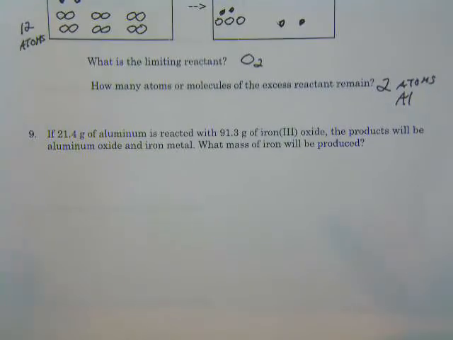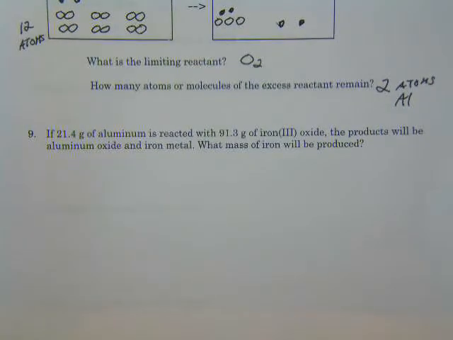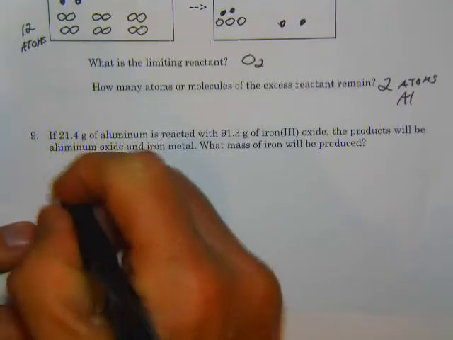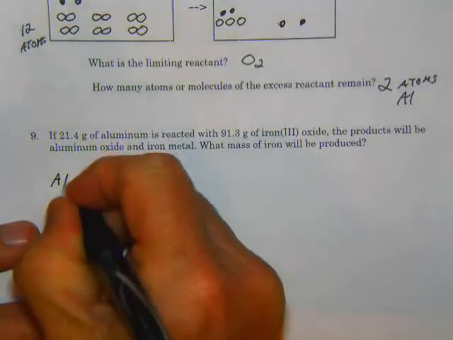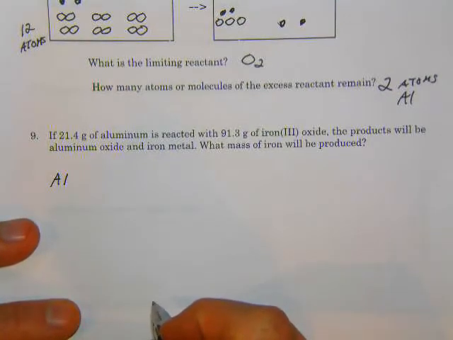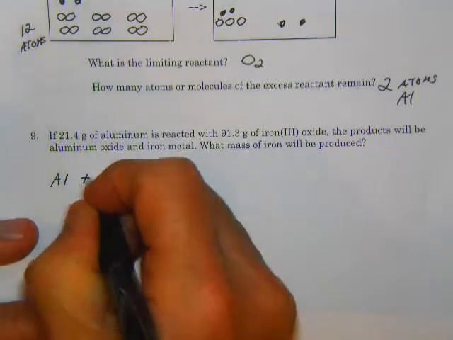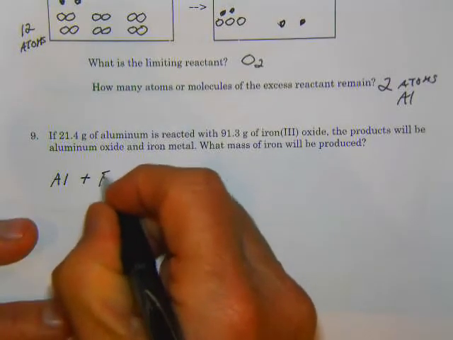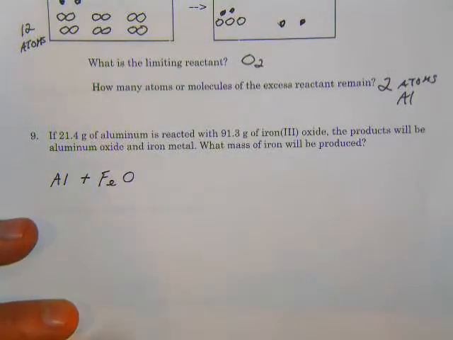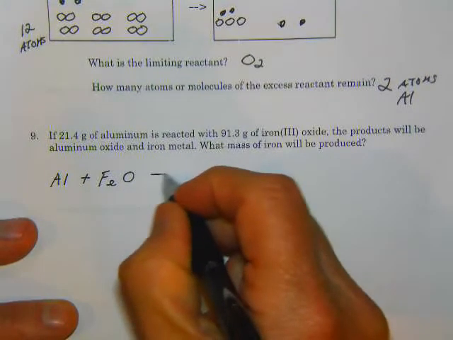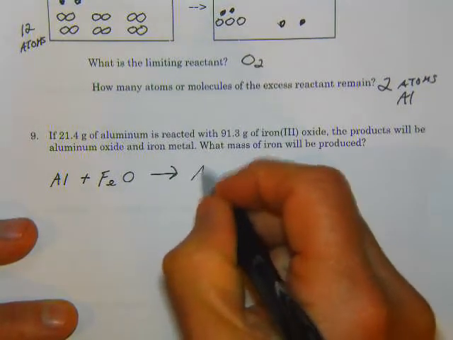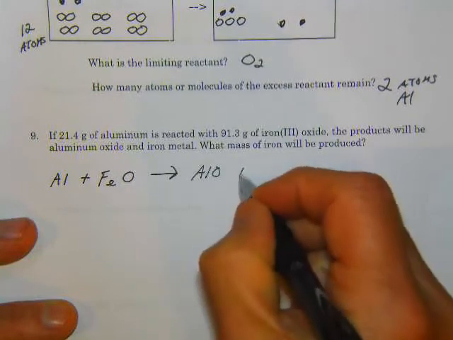All right, so let's look at a problem. If 21.4 grams of aluminum, go ahead and let's write the formula. I always have to start with that. Is reacted with 91.3 grams of iron(III) oxide. So, iron oxide. The products will be aluminum oxide and iron metal.